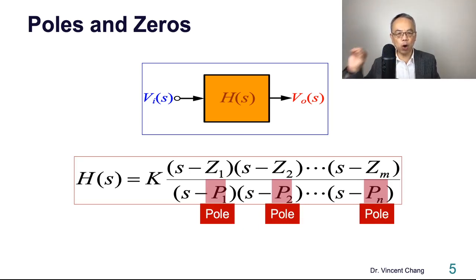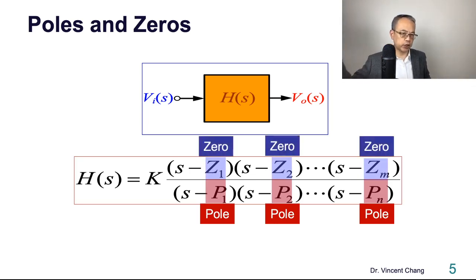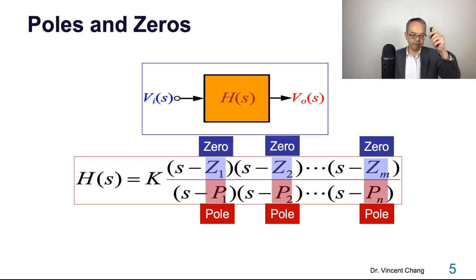So there are n poles from the denominator of the system. In the numerator, Z1, Z2 to Zm are called zeros. So Z1 is the first zero, and Z2 is the second zero. So this is the definition for pole and zero. Pole represents the root of the denominator polynomial. And the zero is the roots of the numerator polynomial.